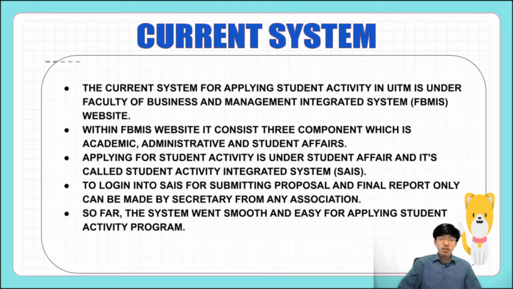Within the FBMIS website, it consists of three components, which are academic, administrative, and student affair. Applying for student activity is under student affair and is called the Student Activity Integrated System, SAIS. So, this current system is called SAIS.